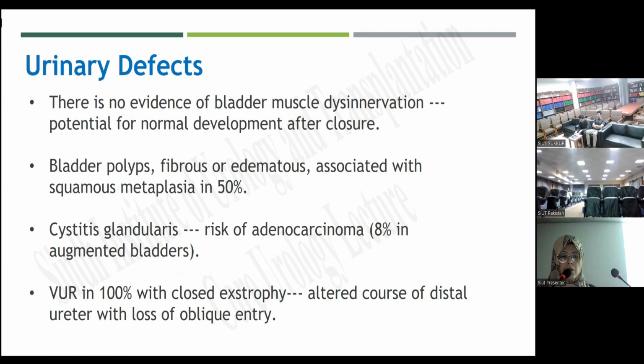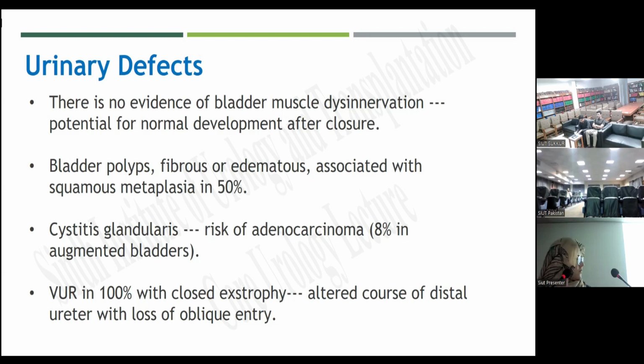Urinary defects include bladder polyps, fibrous or edematous, associated with squamous metaplasia in 50% of the cases, cystitis glandularis, and there is an increased risk of adenocarcinoma, which is seen in 8% of the augmented bladder, and this can be followed in adulthood by cytological examination of the urine as well as by cystoscopies.